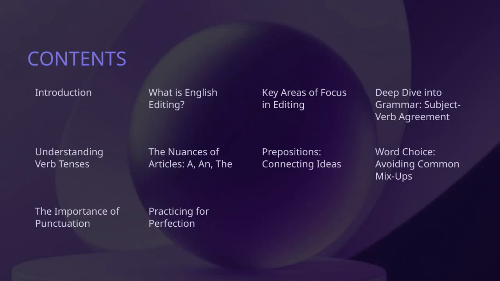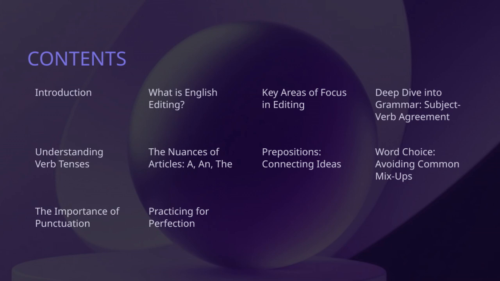Welcome to our second slide. Today, we're going to explore some essential aspects of English editing that can really elevate your writing. We'll start with avoiding common mix-ups in word choice, which might seem simple but can make a big difference in clarity. Then, we'll take a deep dive into grammar, focusing on subject-verb agreement. This is crucial for clear, correct sentences. Next, we'll look at prepositions and how they connect ideas smoothly and logically. We'll also identify key areas of focus when editing, so you know where to pay close attention.